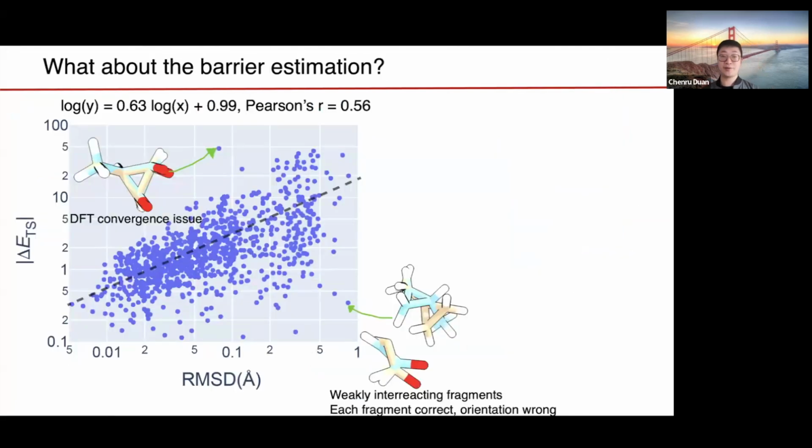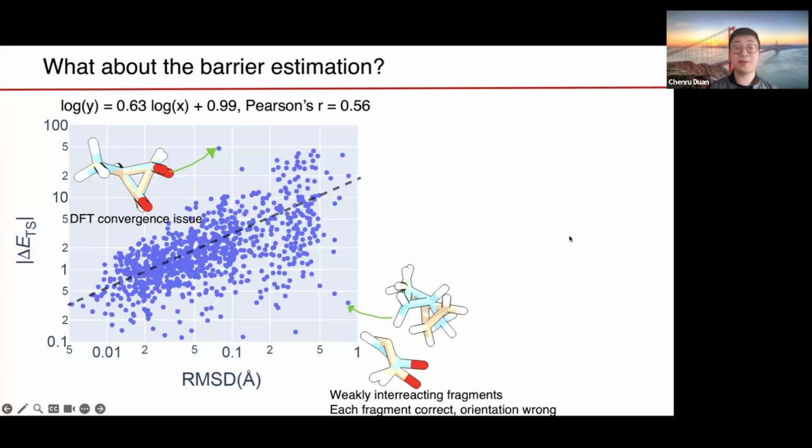Another point that we're interested in is the rate at which the reaction happens, which correlates to the energy barrier between the generated transition states and the true transition states. So here I have a graph showing the x-axis as the RMSD between the generated and the true transition state, while the y-axis is the energy difference between them. We can see that they have a linear correlation in the log scale, which means there is a power law dependence in the original scale, but there is some scatter around.